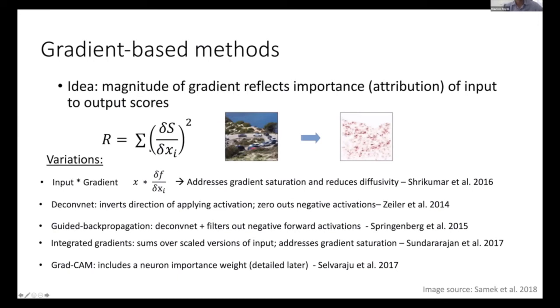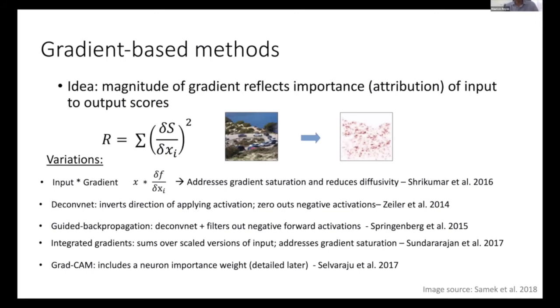Now you can do a summation and then square it of those changes, and then you can visualize it. So for each pixel, you can see how important that gradient is. The basic idea here is that the magnitude of the gradient reflects the importance of the input. So when we do deep learning, we have these activations, and the magnitude of that activation reflects how important that part of the image is for the decision.